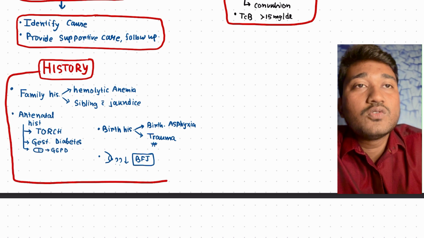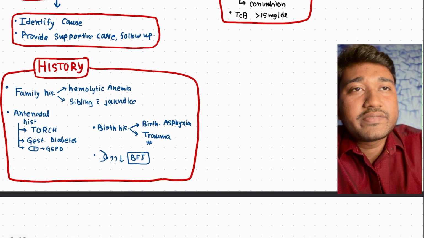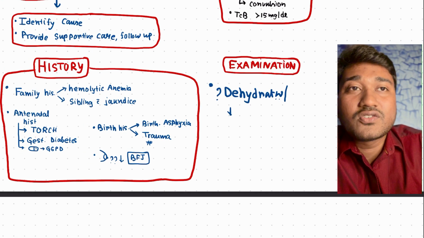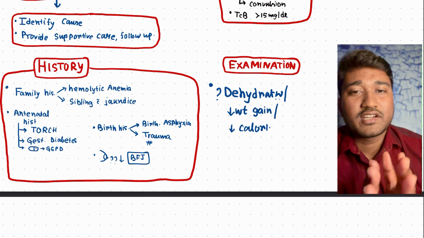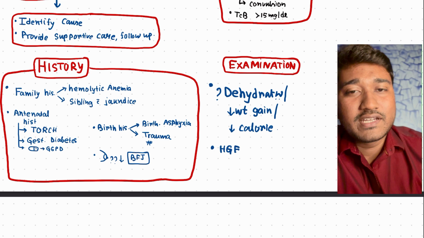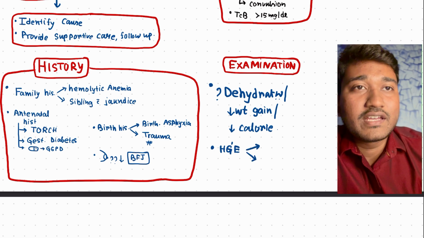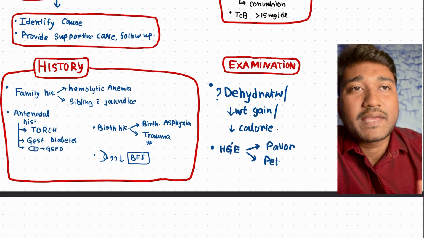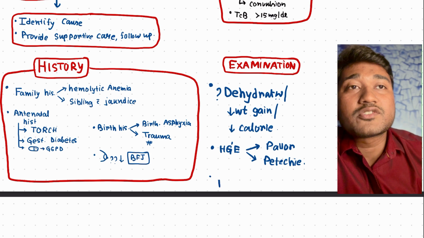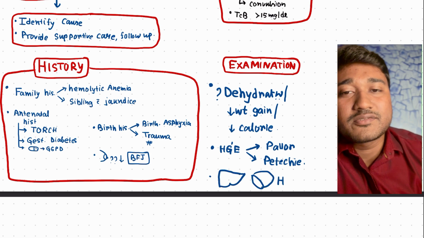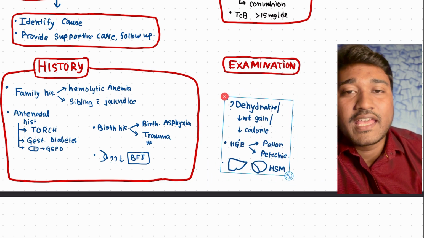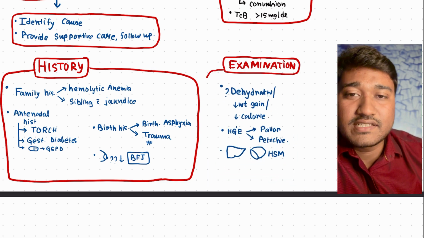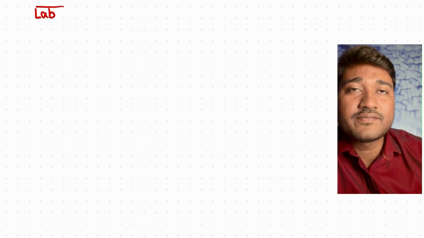In the examination, look for any signs of dehydration present or not, or if the child is not gaining appropriate weight, reduced amount of calories, blood is concentrated, more amount of bilirubin, that is hyperbilirubinemia. And also look for hemorrhages, that is pallor or petechiae, or look for hepatosplenomegaly. Why? Because in hepatosplenomegaly you can get this in congenital infections. Okay. And the third thing is your laboratory investigations, which are needed for diagnosis.